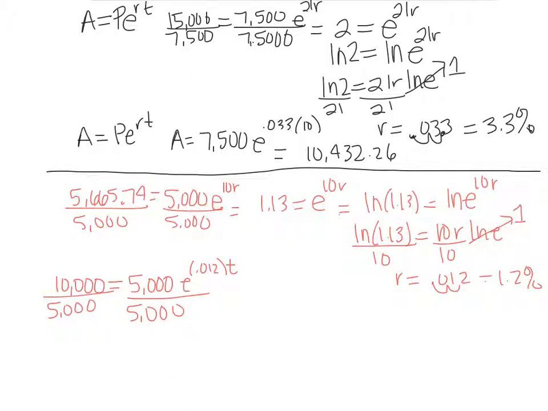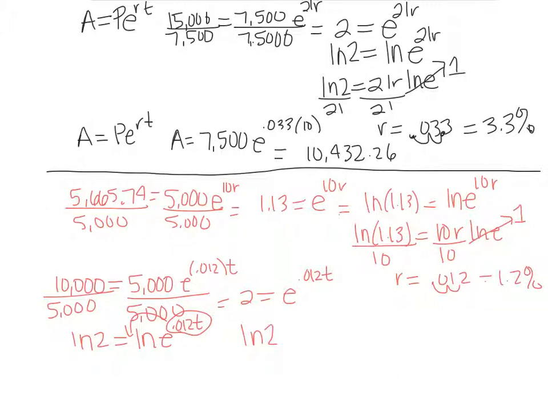And that's going to leave me with 2. So I've got 2 equals e to the 0.012t. Now again, in order to solve for something that is in the exponent, I need to take the log of both sides. So I'm going to go ahead and do that. ln of 2 equals ln of e to the 0.012t. And then again, we can drop this down in front.